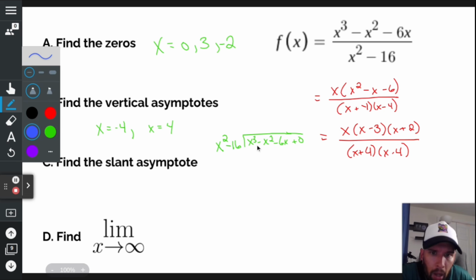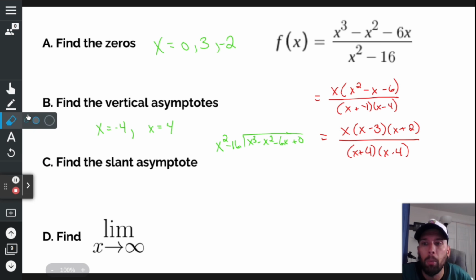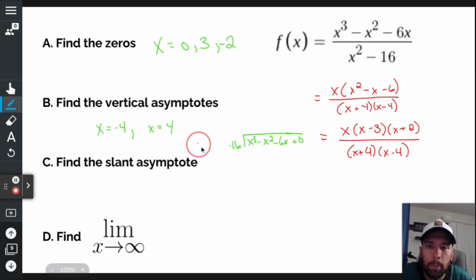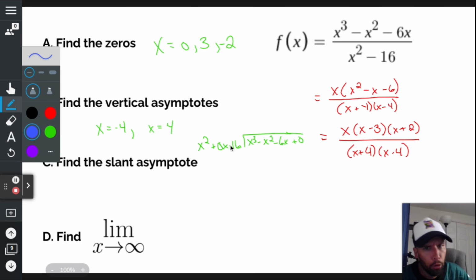X squared times what is x to the third? Oh, you know what I forgot? Oh man, this would have derailed the whole thing. I'm missing an x here, so I have to write out x squared plus 0x minus 16. That would have ruined everything. Here I am talking about whether I have to do this, and I forgot about doing this. Shame on me.